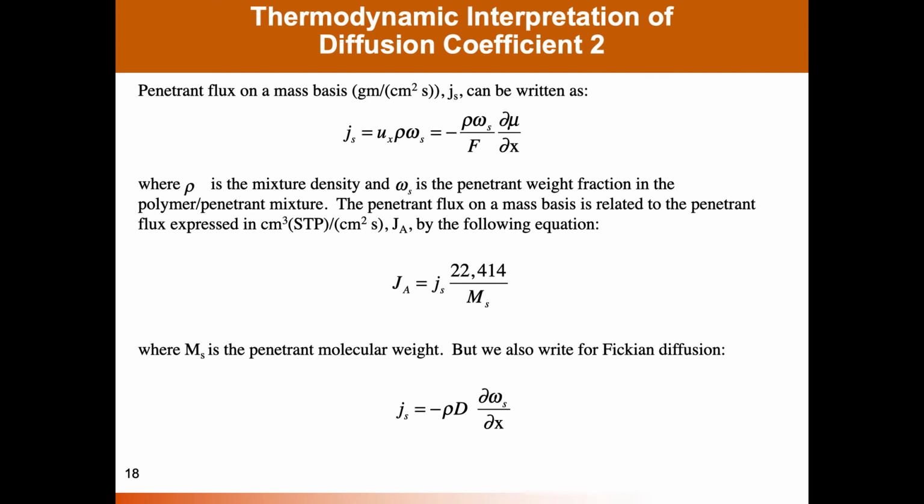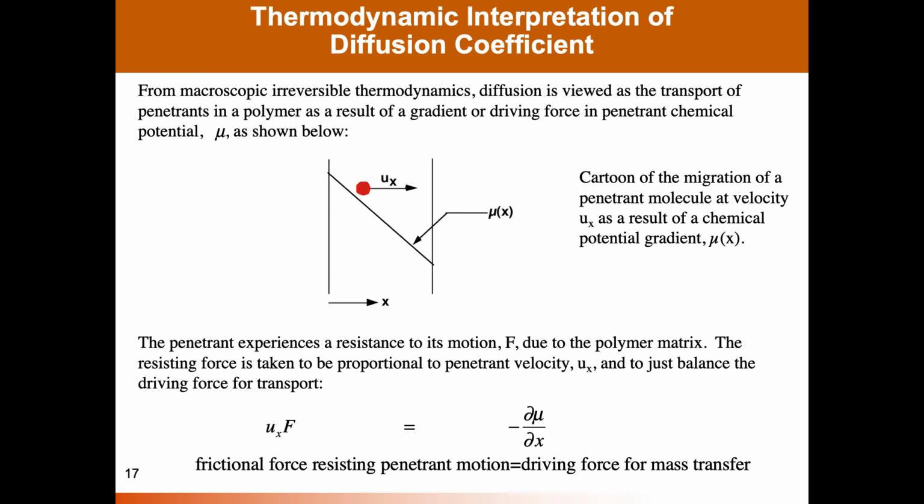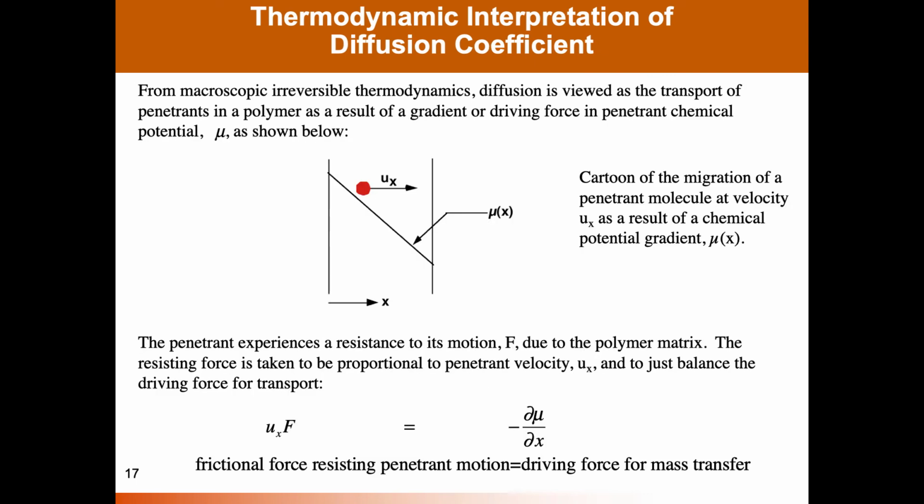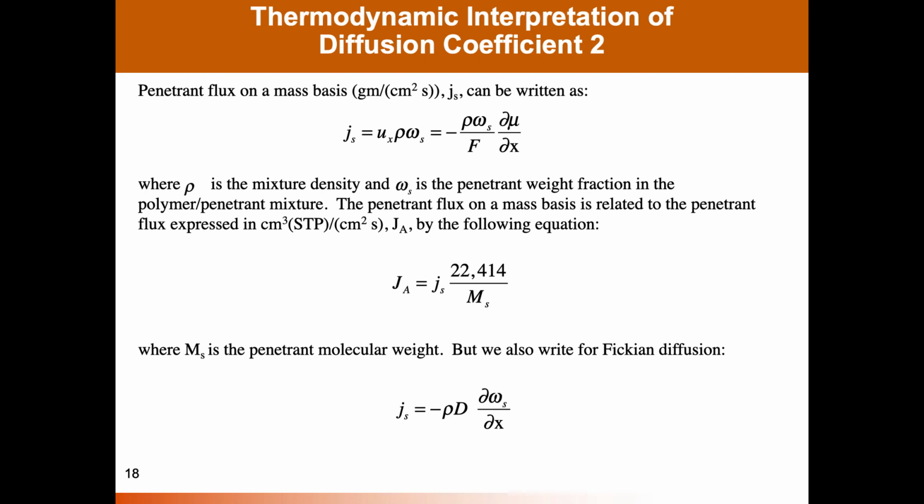We can write in a steady state situation that the flux of a penetrant through a polymer can be written just as is shown here. It's the velocity of the particle times its concentration, and if we put this on a weight basis, then the density of the mixture times the weight fraction of the penetrant is going to give you the concentration of the penetrant in, for example, grams per cc, and then if you know the velocity on average, that gives the flux. And so we can essentially take this relationship at the bottom of the page and multiply both sides by the density and the weight fraction of the penetrant.